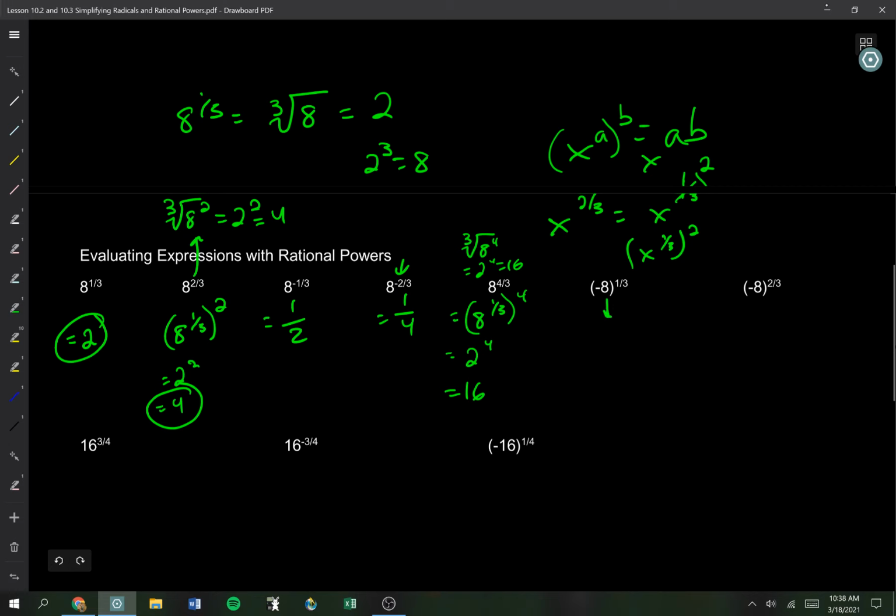Okay, I think we discussed this before, but I want to make sure. You can have odd roots of negative numbers. The third root of negative 8 is negative 2. So negative 8 to the 1/3 is negative 2. And so negative 8 to the 2/3 is positive 4.